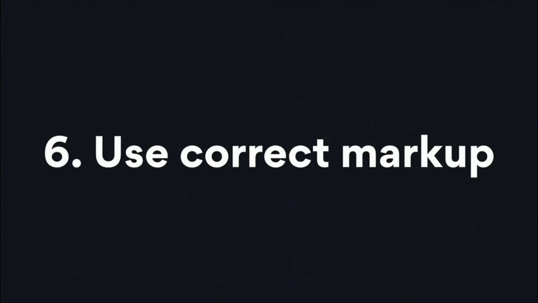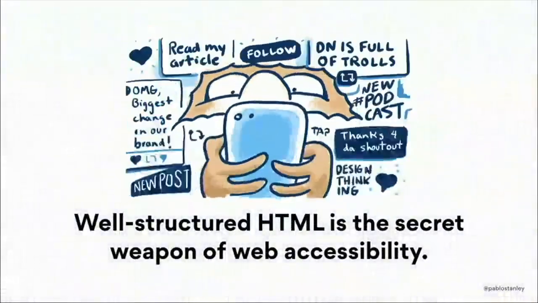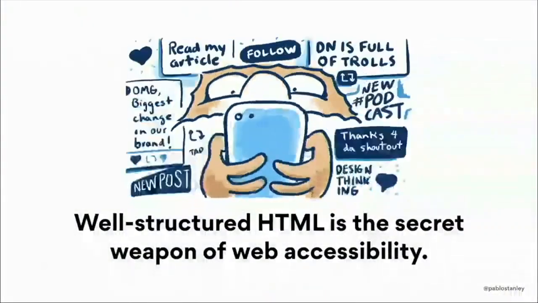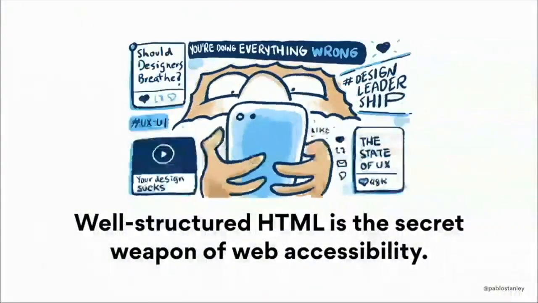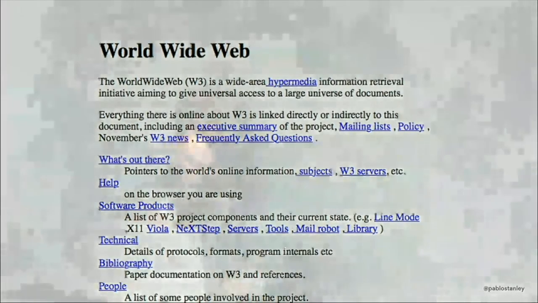Use correct markup. Well-structured HTML is like the secret weapon of web accessibility. If anything, the web was already accessible, and then we designers just came and ruined it. But this is accessible, and it's readable, and it's clear, and that's it. We can go home and just ship it like that.